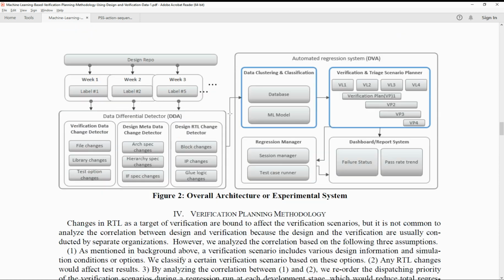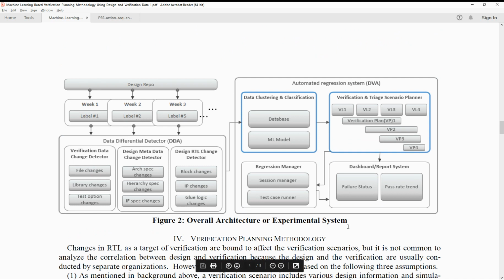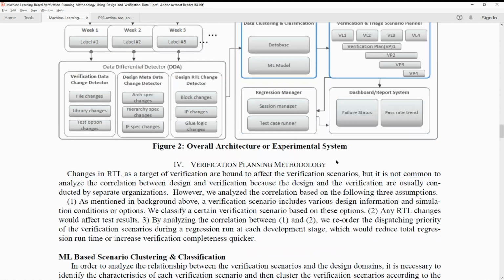The overall architecture of the experimental design system: DDA data change detector, DDA verification data change detector, file change, library changes, test option changes, design metadata change detector, spec IRKS changes, design RTL change detector, block changes, IP change, glue changes, automated regression changes, data cluster and classification, verification strategy scenario planner, regression manager, dashboard, report system.